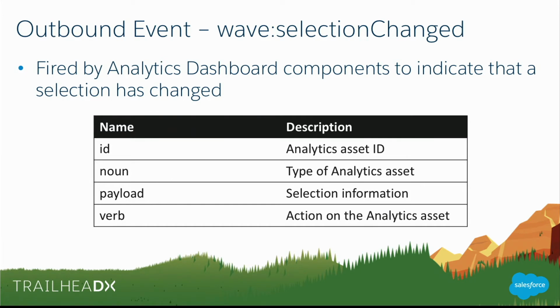What is the type of that asset? In our case, it is dashboard because it's the dashboard firing that event. What action happened for this event, which is covered under verb. So in our case, it will be a selection because selection has changed, and that's why the dashboard is firing this event. And the payload will have actual information about what selection it was. So it will have the information about the step and the data involved in that selection.